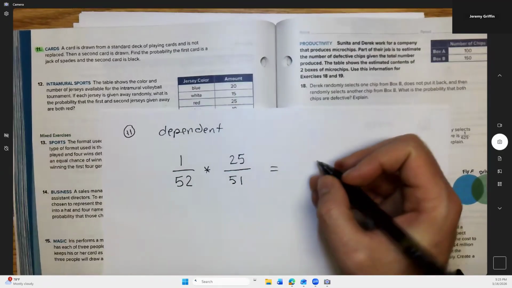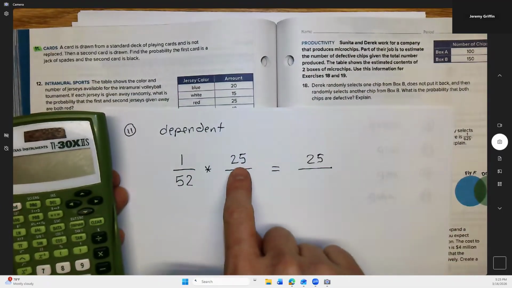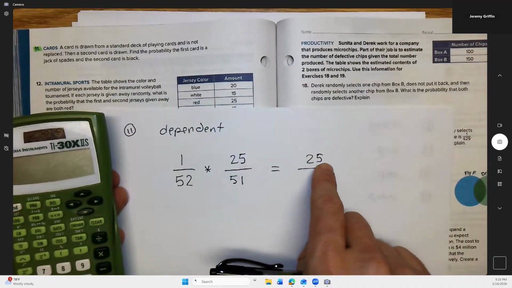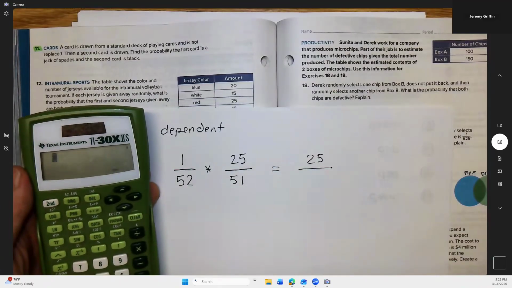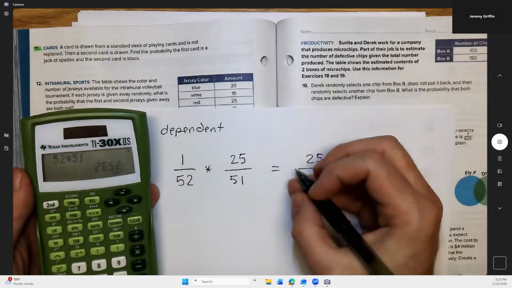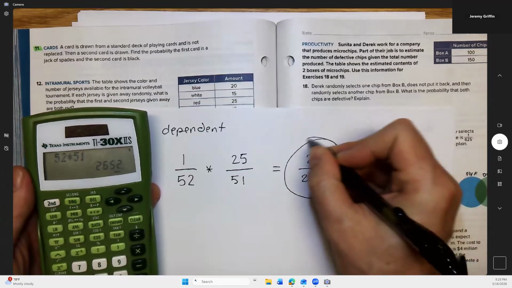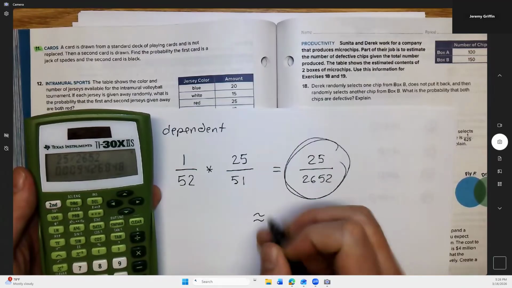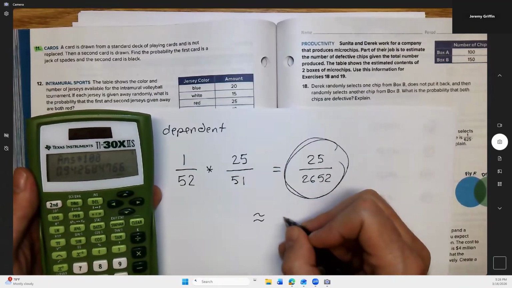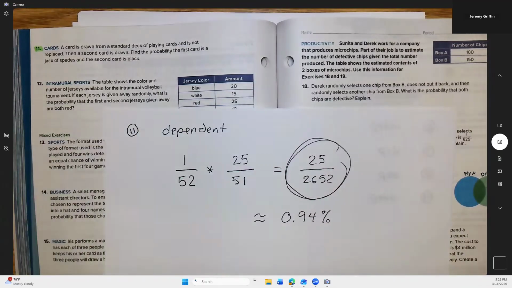So multiply this together. It's got 25 out of, and I don't think this will reduce because I know 25 is composed of 5 times 5. That's how it breaks down in terms of primes. And 5 is not a prime factor of either of these numbers. So this will not reduce, right? 26, 52, right? So that's the fraction. Let me see what that is approximately as a percentage. I'll say times 100 to make this a percentage, 0.94% of the time. So a little less than 1% of the time.